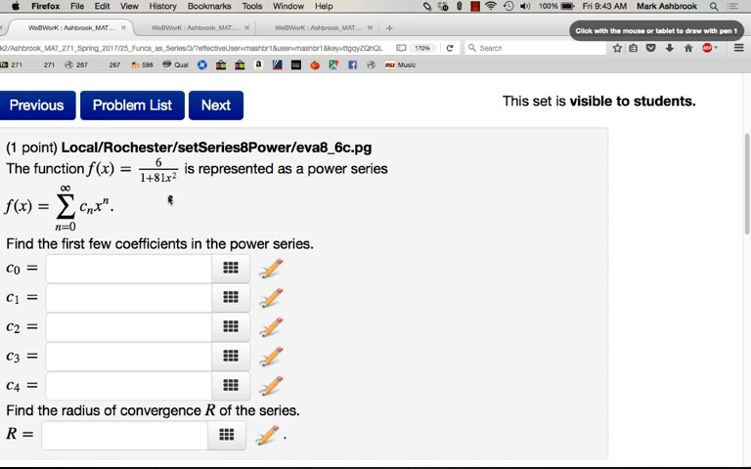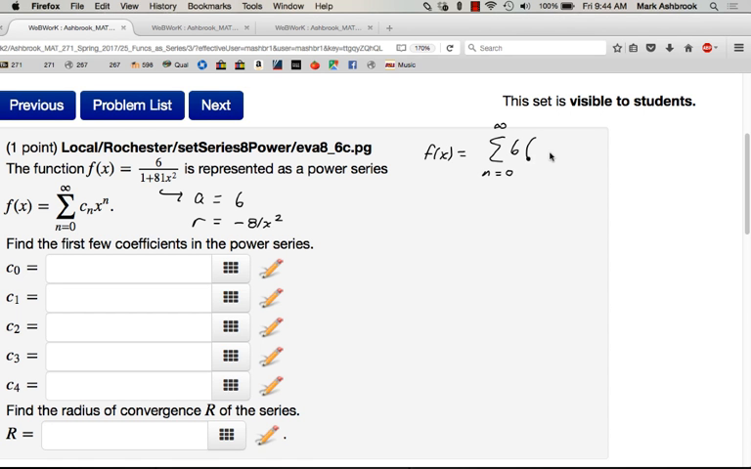Okay, so for this one, a is 6, and r is, so it's going to be 1 minus r, so r would be negative 81x squared. And we can just write it down. So f of x will equal the sum from n equals 0 to infinity of 6 times negative 81x squared to the n.